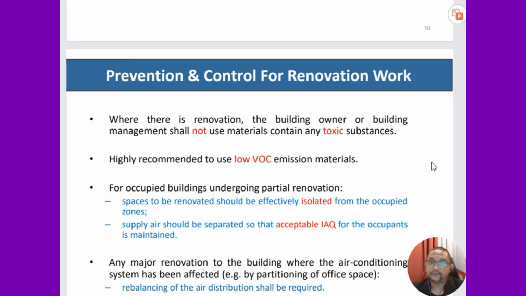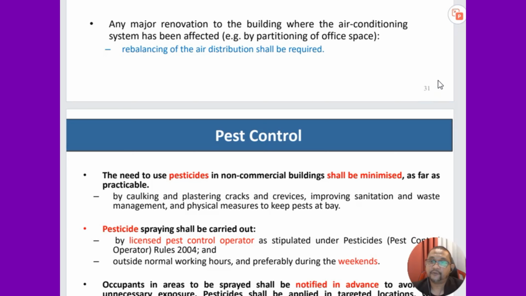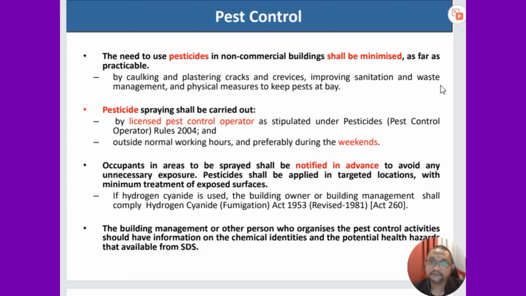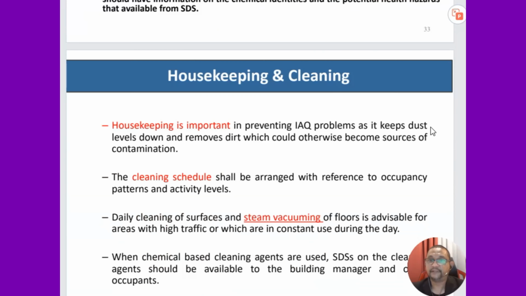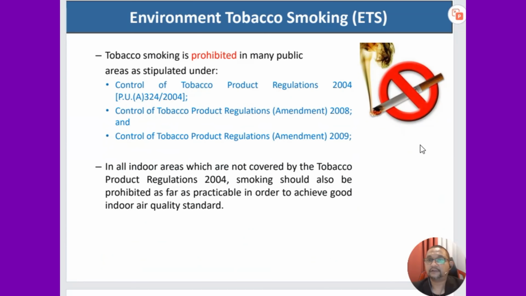Where there is a renovation, the building owner or building management shall not use materials containing toxic substances. Use low VOC emission materials. Another thing is pest control. This is also done to maintain indoor air quality. Pest control, housekeeping and cleaning, tobacco smoking environment.